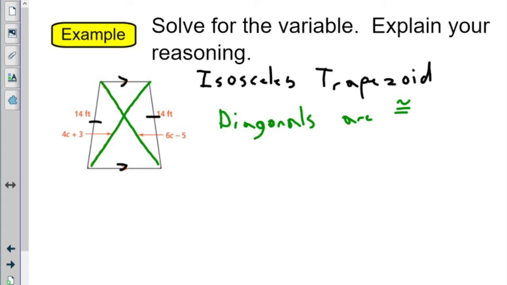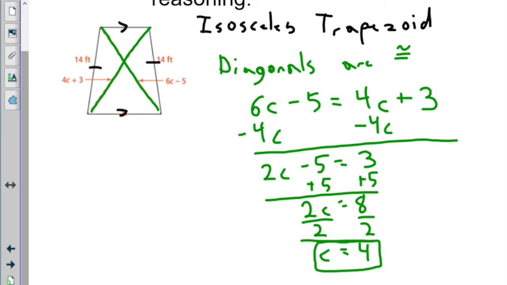If the diagonals have to be congruent, then that means that these two things should be equal to each other. So that is my equation. Again, pause here for a moment and make sure that you can solve this equation. And hopefully you got C being 4.